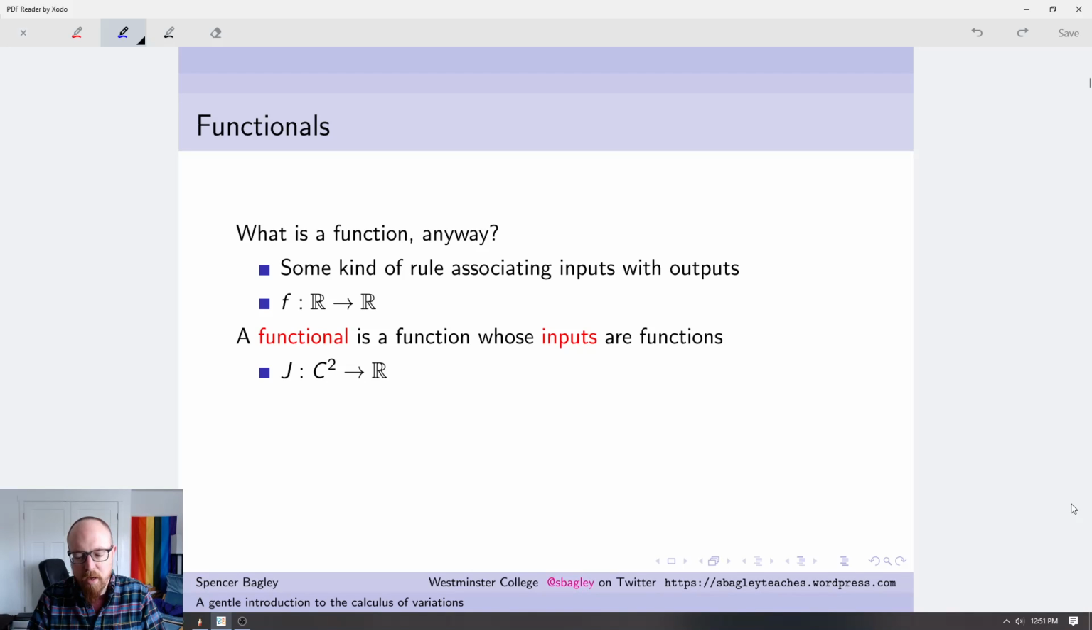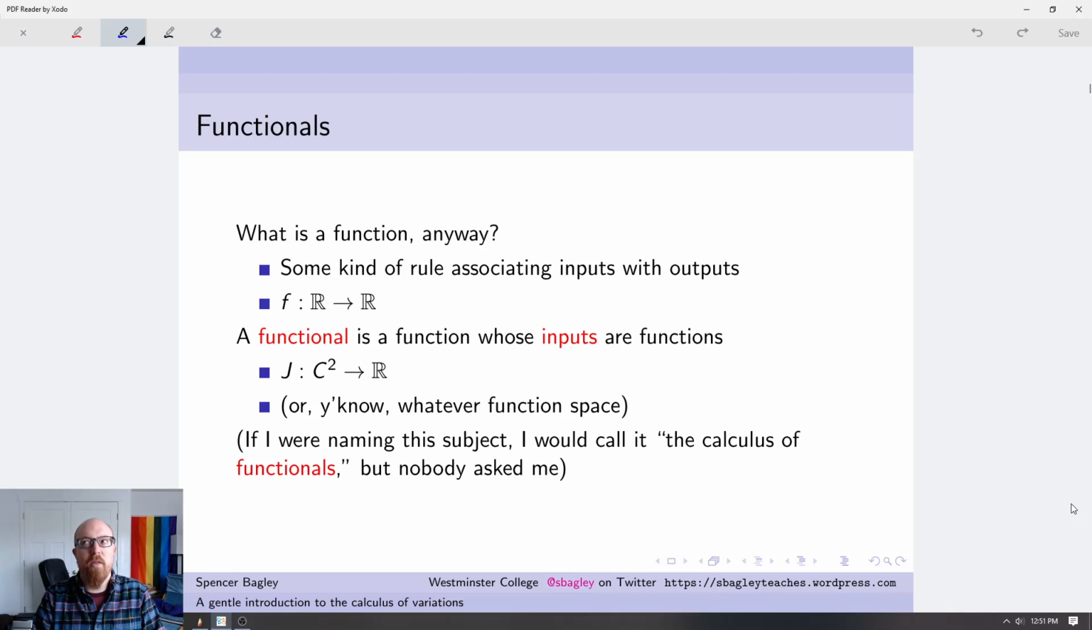We're probably going to think about functionals on C2, which is the space of twice continuously differentiable functions. That's smooth enough for our purposes. There are, of course, other function spaces that we could play with, but that's as spicy as we need to get. By the way, if I were naming this subject, I would call this subject the calculus of functionals rather than the calculus of variations. Nobody asked me though, unfortunately.